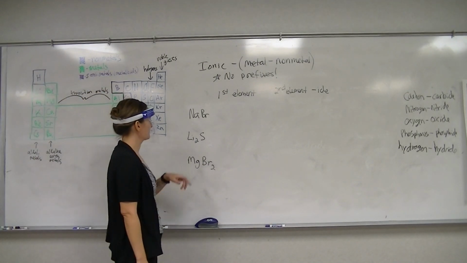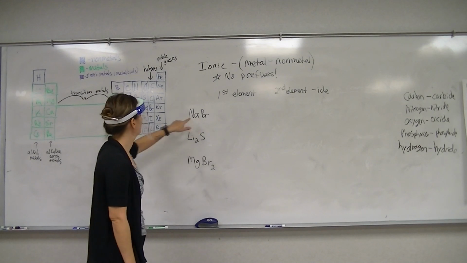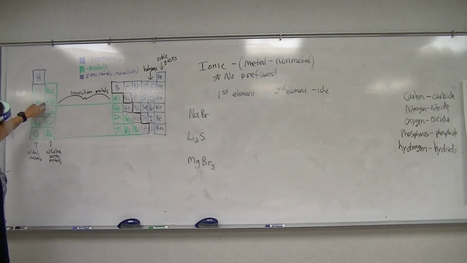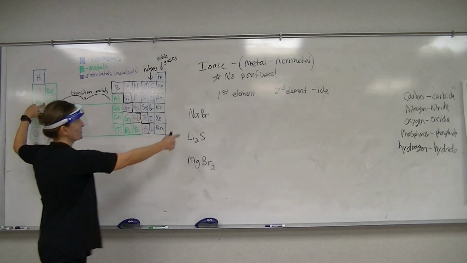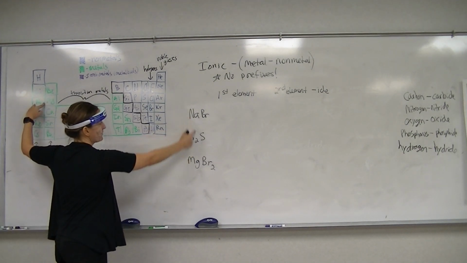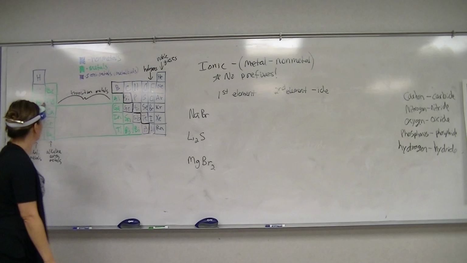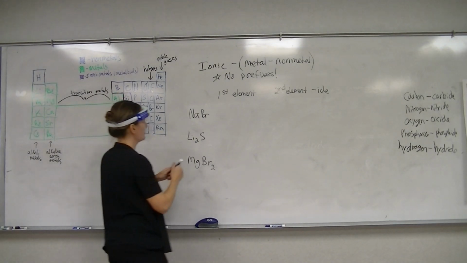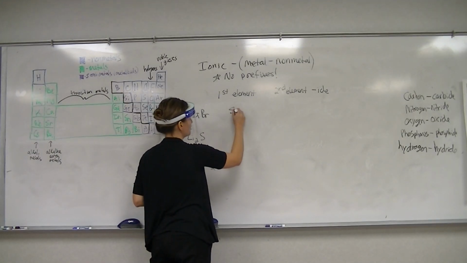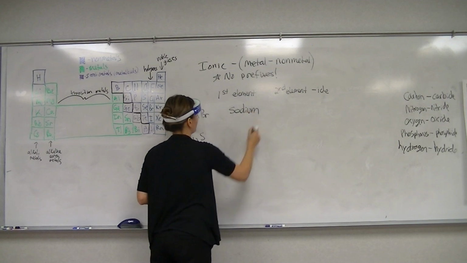So to name these, we have Na. It's one of the alkali metals. It's actually sodium, so you'd have to look up the symbol probably to figure out the name for that one. Notice the metals always come first as well. It's always the metal first and then the non-metal comes second. So Na is sodium, so I just write sodium, no changes to it, no prefixes.